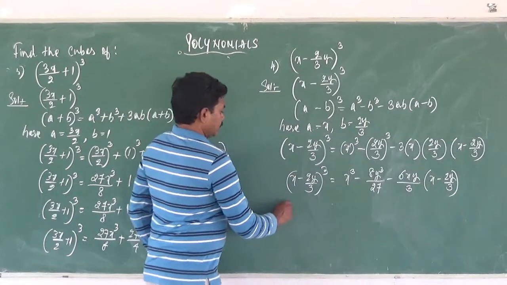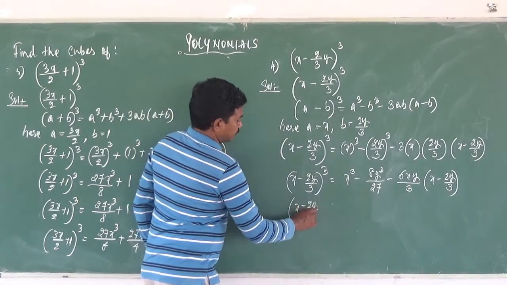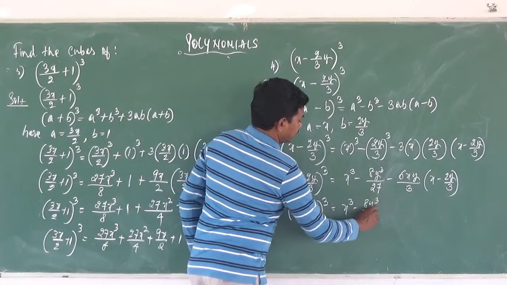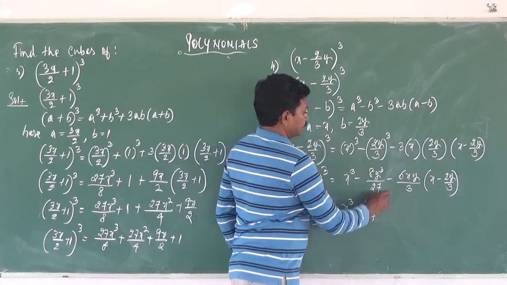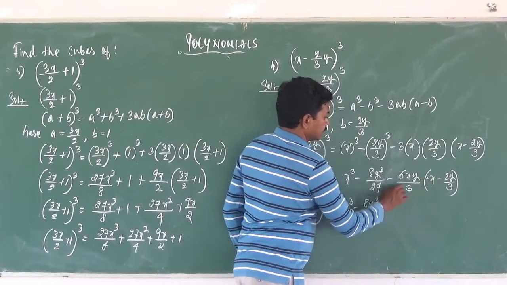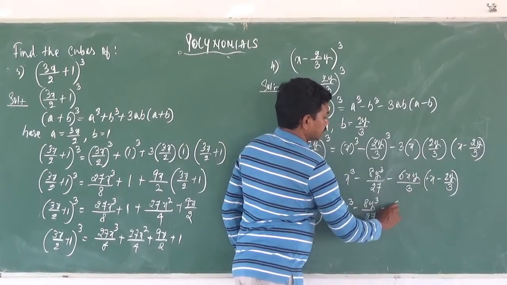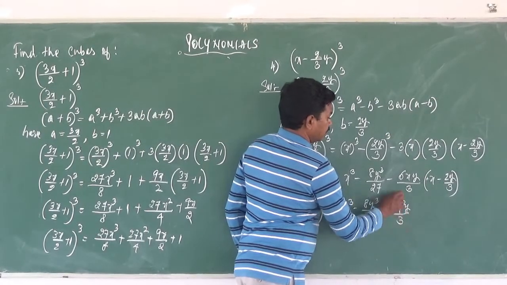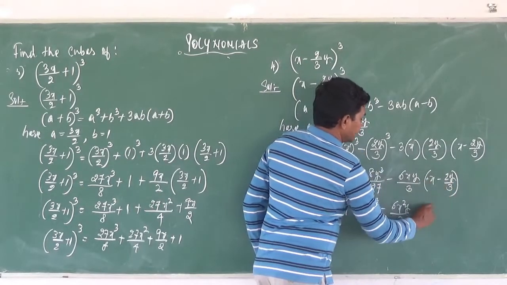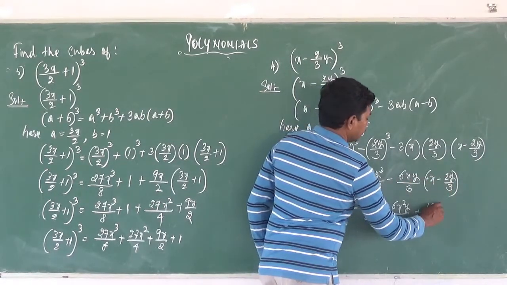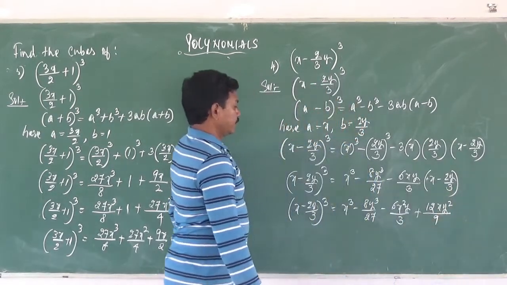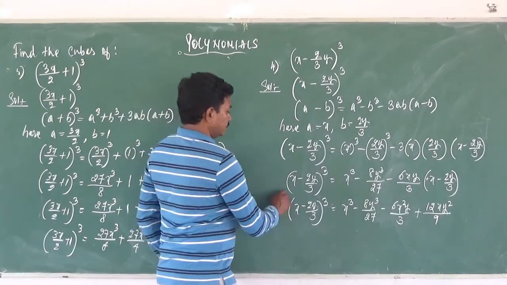So (x − 2y/3) whole cube can be written as x cube minus 8y cube by 27 minus, now minus 6xy by 3 into plus x, that becomes minus into plus, minus 6xy into x, that is 6x square y by 3, minus into minus is plus 6xy by 3 into 2y, that is 6 2s are 12, xy into y is xy square by 3 into 3 is 9. So I hope this will be the most simplified form.